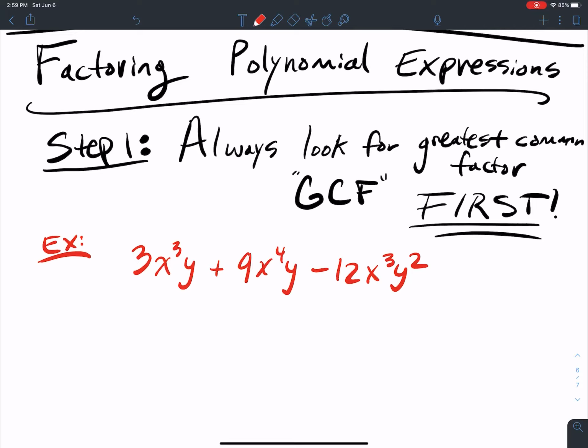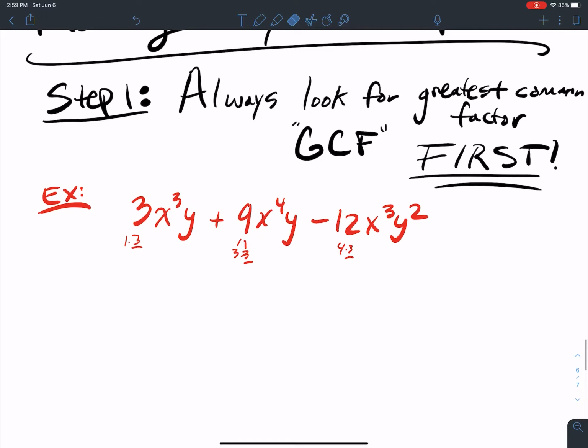When I think about greatest common factor, I look at each term. Okay, I see I've got constants first, the coefficients. When I look at those, what's in common between those three? Well, they all have a 3 factor in them. 3 times 3 is 9, and 4 and 3 gets you 12. So 3 and 1. So every one of these has a factor of 3 that I can pull out. Okay, so each one of these, I can pull a 3 out. So that's what I'm going to do.